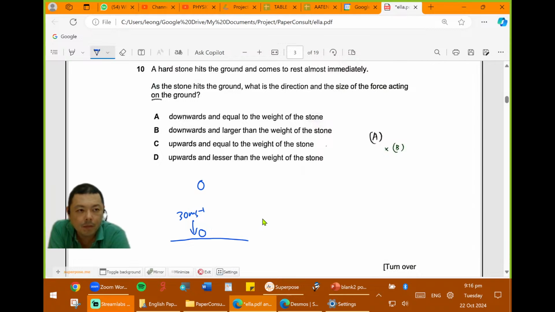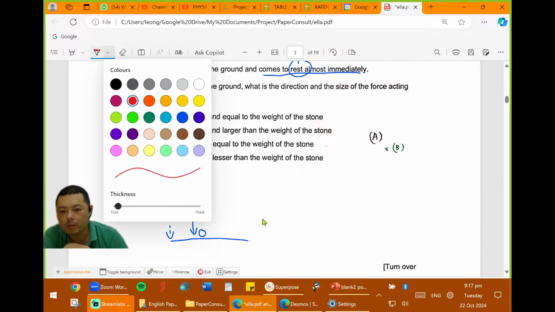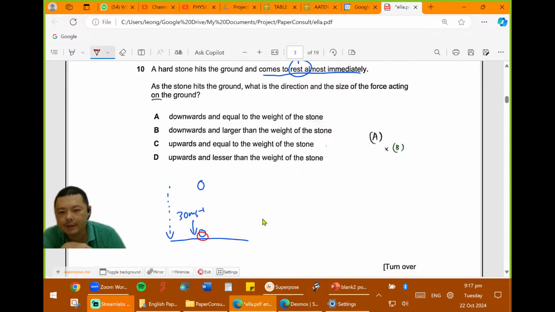No, but here's the thing. 30 meters per second. How long was the stone falling for to get 30 meters per second? 3 seconds, good. So it's falling. And then in a very, very short time, almost immediately, this stone comes to complete rest. It comes to a complete stop, like this. Then the speed is 0 meters per second. So the question is here, in this region here.